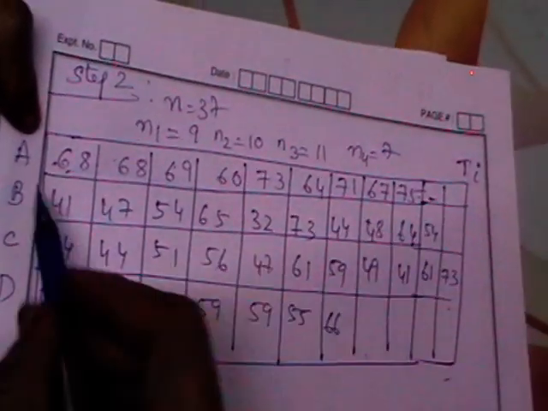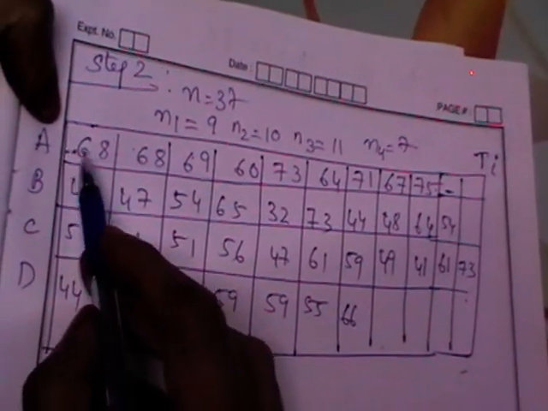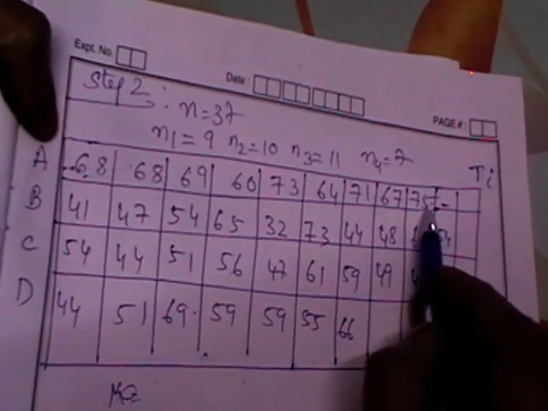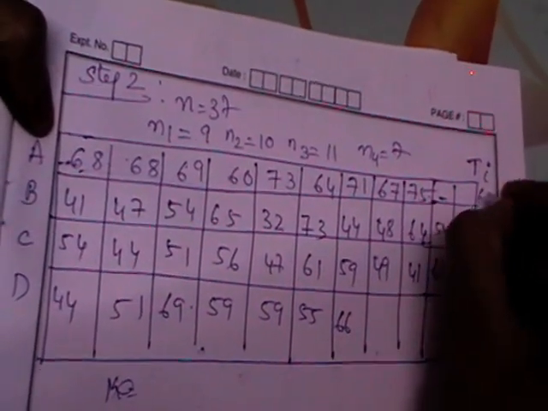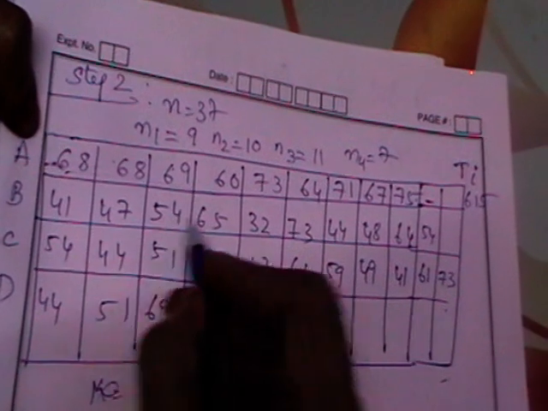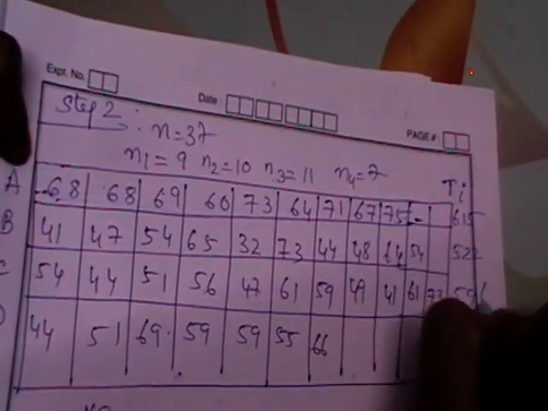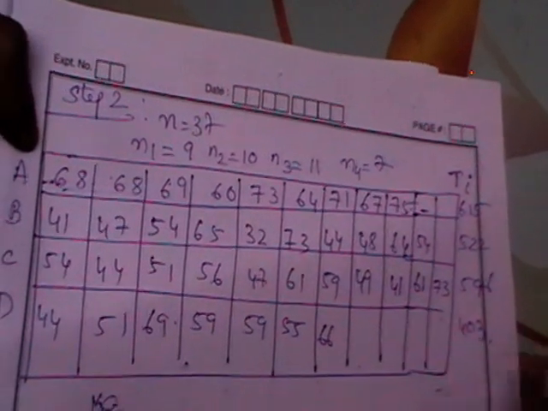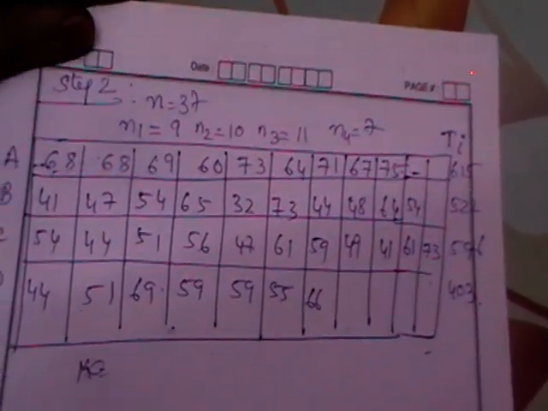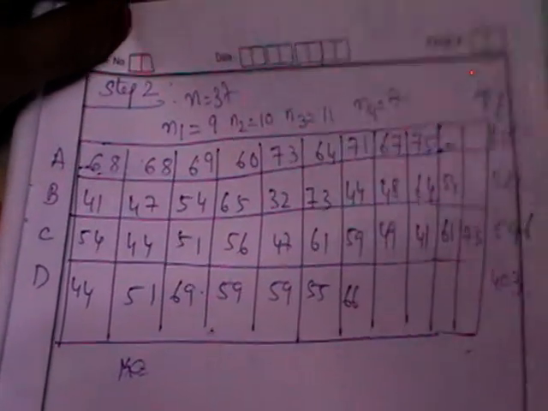Next step involves calculating Ti square. You need to add each row, that is, find out the row totals, called Ti, which is the sum of each row. The first row, 68 to 75, is nothing but 615. Similarly, add the second row, which is 522, then 596 and 403. So we have calculated the row totals.